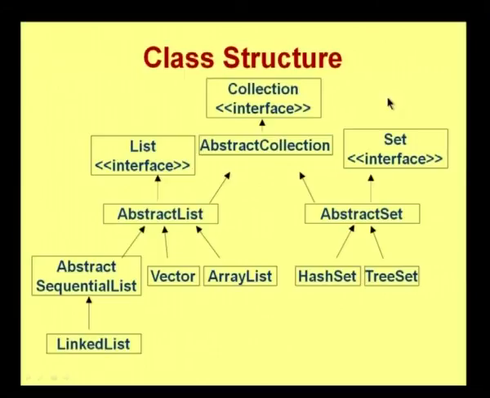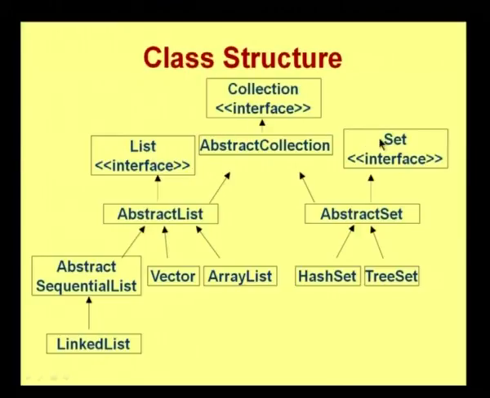Here you can see the class structure. We have collection, under that we have list, abstract collection, and set. Here we have abstract list, abstract set, and abstract, which cannot be instantiated. After abstract list I have abstract sequential list, vector, array list. We can see the class hierarchy here.